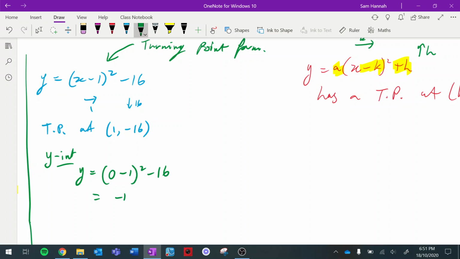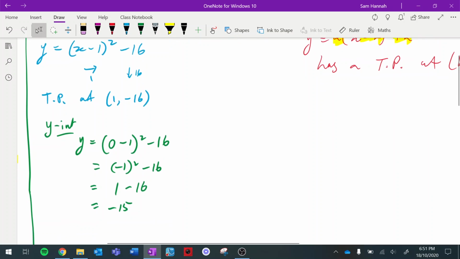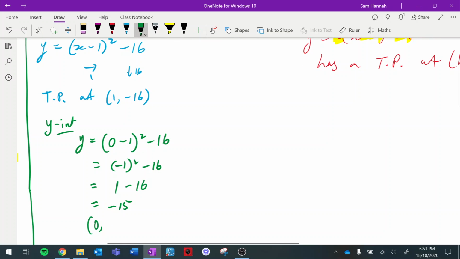So here we put in 0 for x. Okay, that just becomes a minus 1 squared. Minus 1 times minus 1 is positive 1. So we get minus 15 for the y-intercept, which we can write, of course, as 0, minus 15. So that's the y-intercept. Next, we'll find the x-intercepts. As you know, the x-intercepts occur when y is 0.